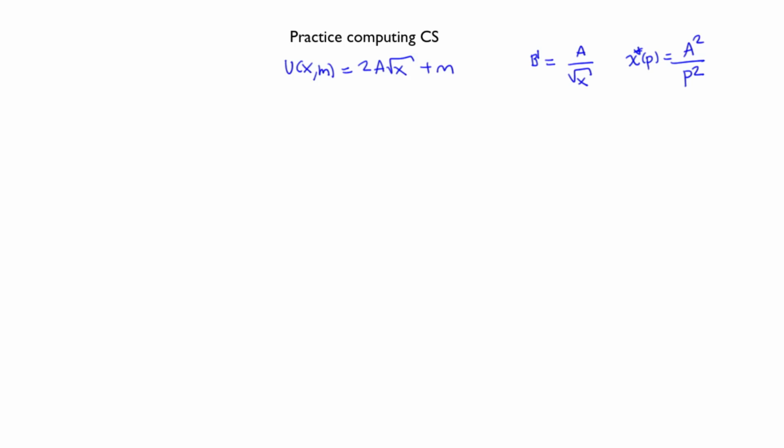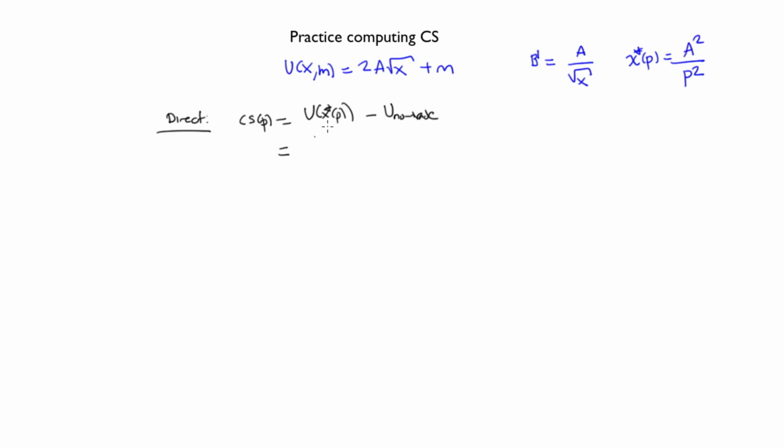Now let's compute the consumer surplus in two different ways. First, we're just going to apply the definition. I'm going to call that the direct approach. We know that the consumer surplus at p is going to be equal to the utility after the trade, so the utility at the amount demanded at price p, minus the utility at no trade, so that before.